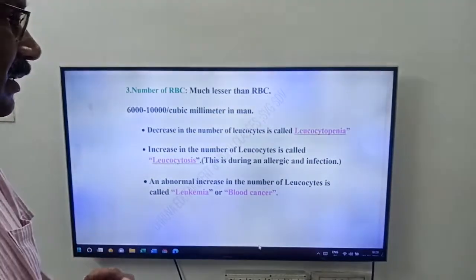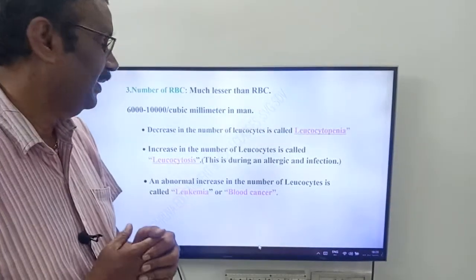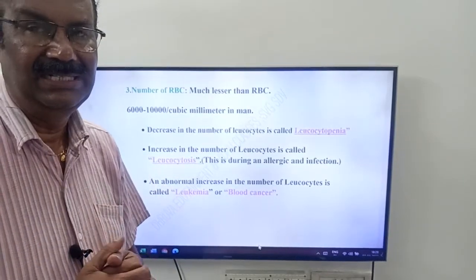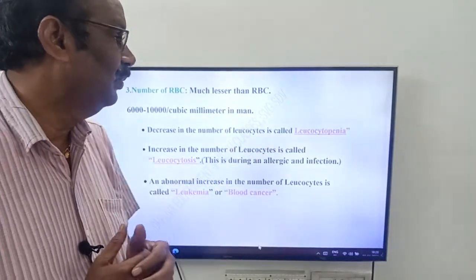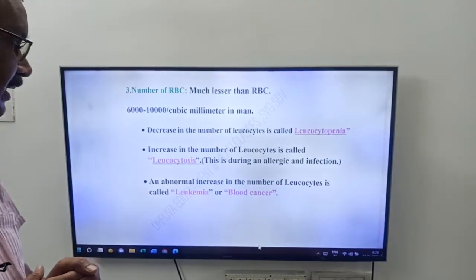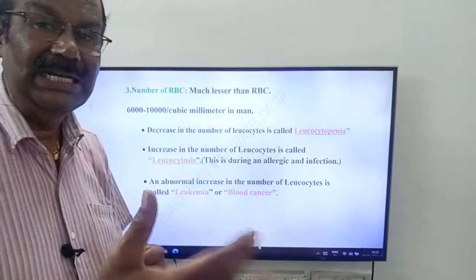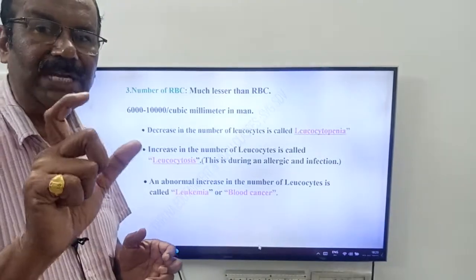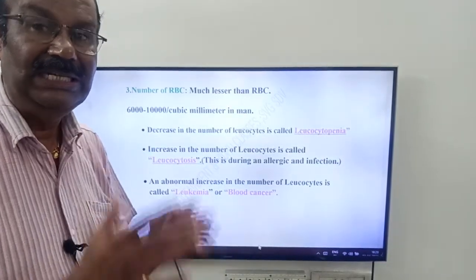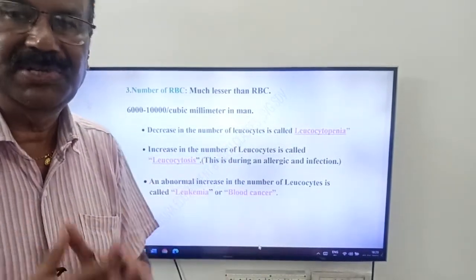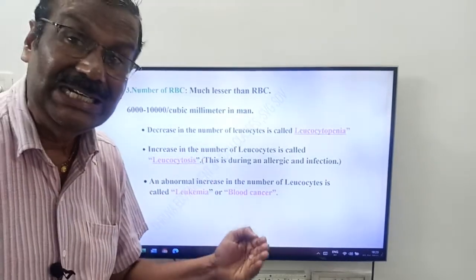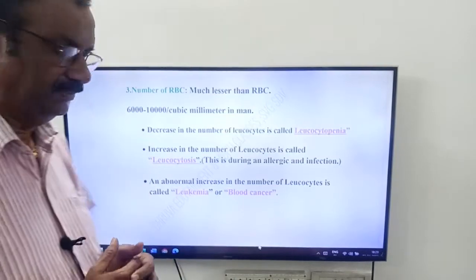Now see friends, leucocytopenia. If the number of WBC decreases, that condition is called leucocytopenia. If the number of WBC increases, that is called leukocytosis. Friends, leucocytopenia, decrease in the number of the WBC. Leukocytosis, increase in the number of the WBC.